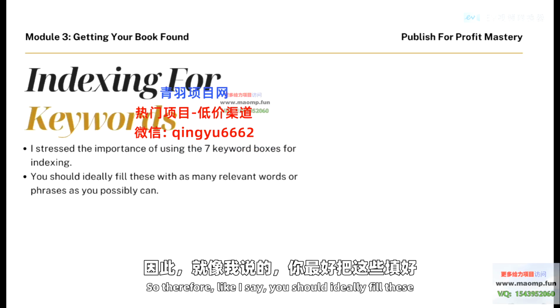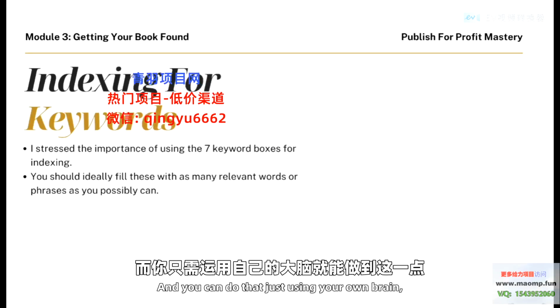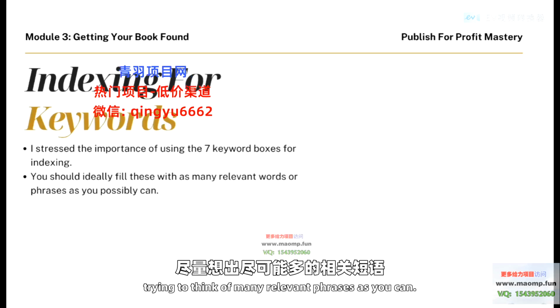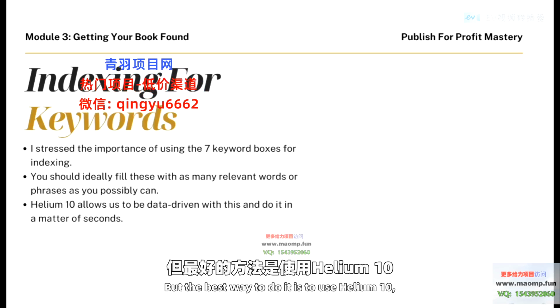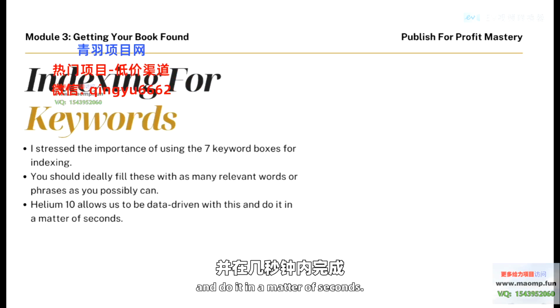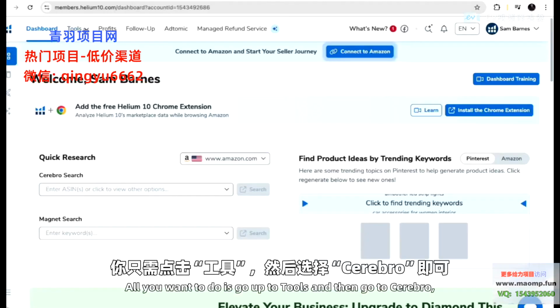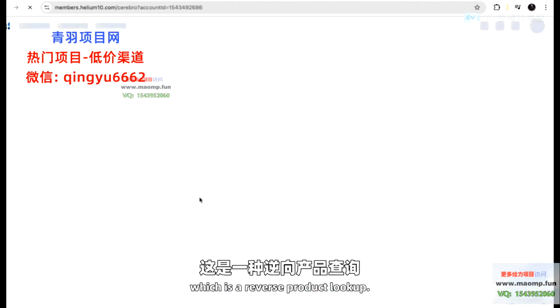So therefore, like I say, you should ideally fill these with as many relevant words or phrases as you possibly can. You can do that by using your own brain and trying to think of as many relevant phrases as you can. But the best way to do it is to use Helium 10, which allows all of this to be completely data-driven and done in a matter of seconds. I'm going to jump over to Helium 10 now and show you exactly how to do this. Once you're in Helium 10, all you want to do is go up to Tools and then go to Cerebro, which is reverse product lookup.